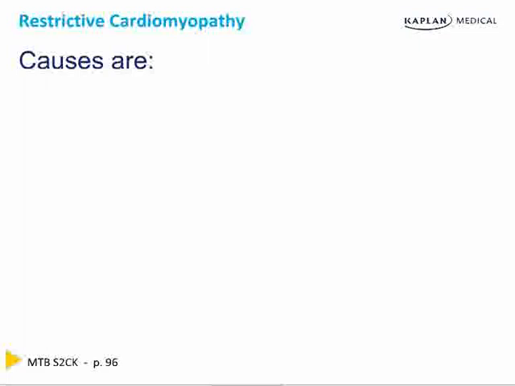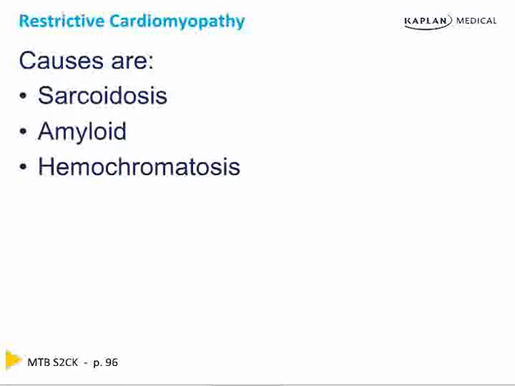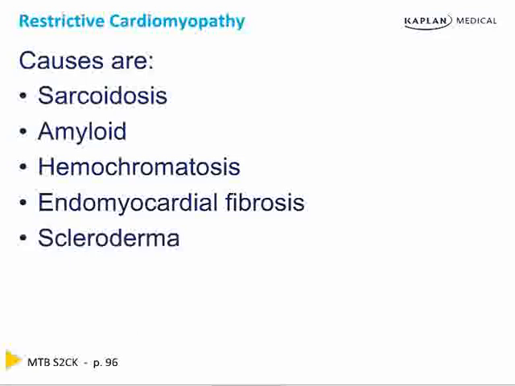Which of the following is the most likely diagnosis? Let's look for some things in the history. Do you have a history of sarcoid, amyloid, hemochromatosis, cancer, and fibrosis, scleroderma fibrosis? Well, these are all things: sarcoid, amyloid, hemochromatosis, cancer, and fibrosis that simply make it that the heart does not move. The heart does not move.